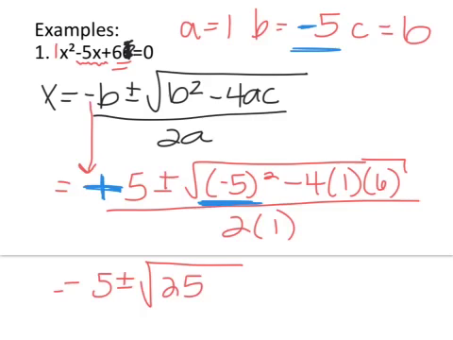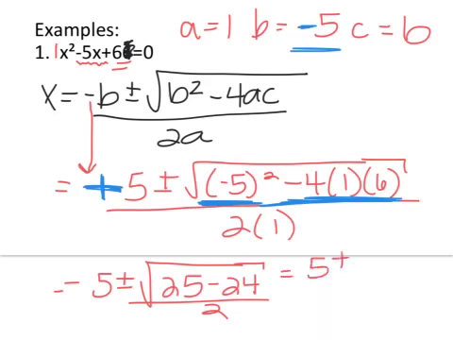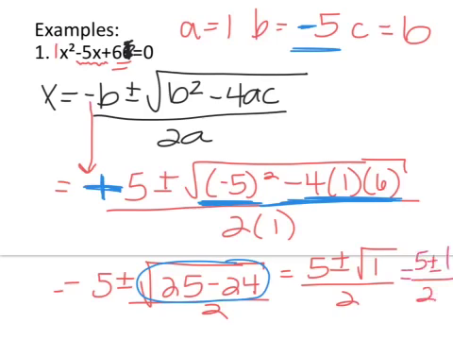Then negative 4 times 1 times 6 would give you negative 24. And then on the bottom, 2 times 1 is 2. So we have 5 plus or minus the square root of 25 minus 24, which is really the square root of 1, over 2. The square root of 1 is really just 1. So we have 5 plus or minus 1 all over 2.